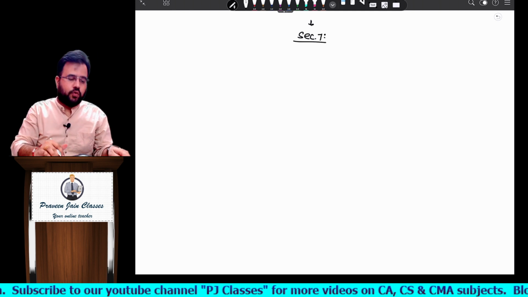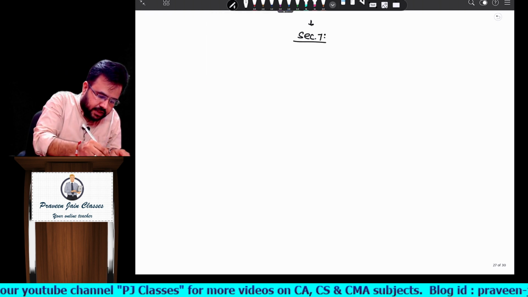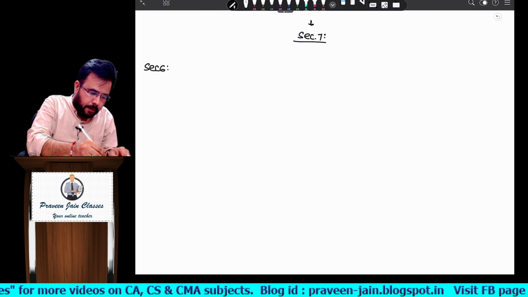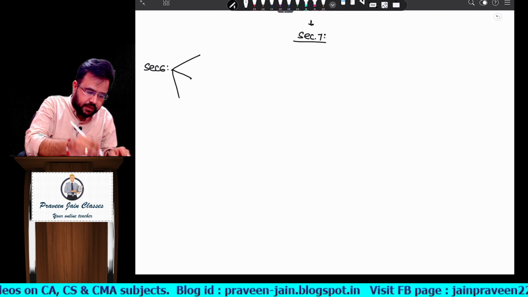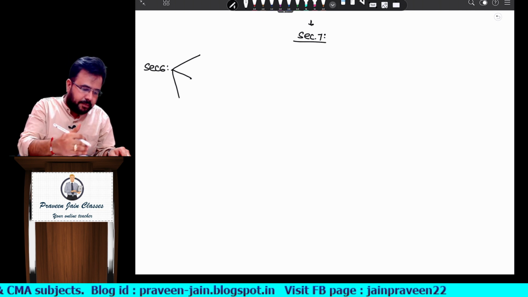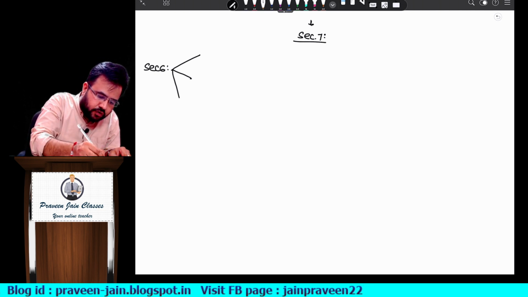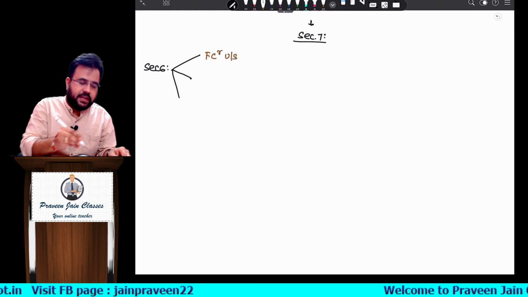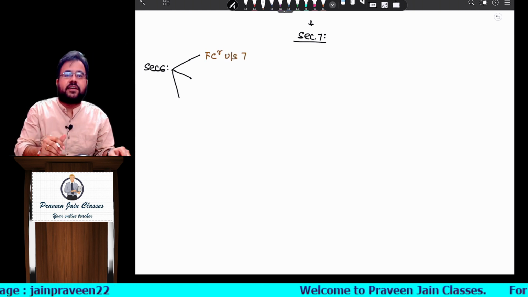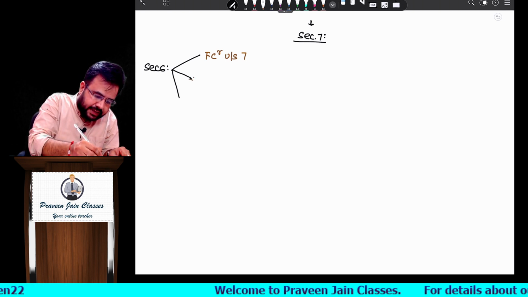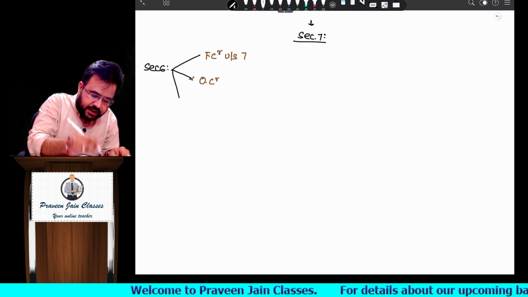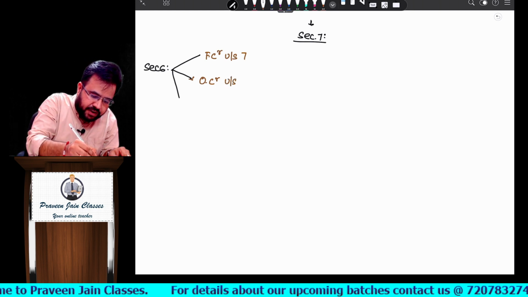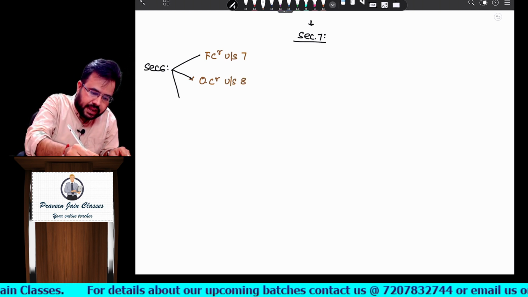We already know section 6 said who are the people who can file an application. Applications can be filed by these people. One is your financial creditor, and when a financial creditor is filing an application, he will file it under section 7. Second, it can be filed by your operational creditor, and when an operational creditor is filing an application, he will be filing it under section 9.